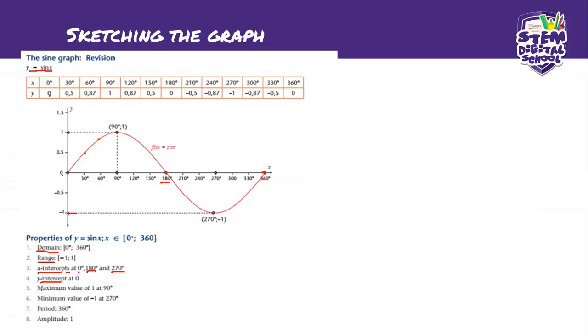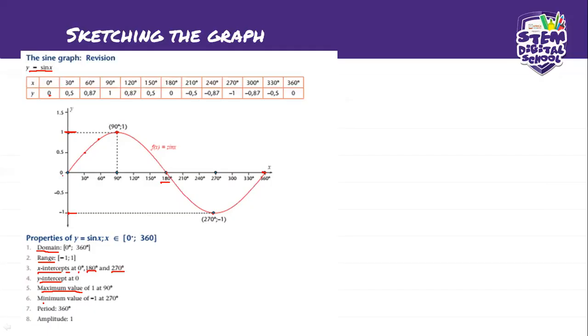Then we have the maximum value. When you talk about the maximum value, we're referring to the y value of the turning point of the graph, right? In this case, this point here, this value, which is +1, is going to be our maximum value. You can see it is the turning point of this sine graph. At this turning point, we look at our y value, which is 1. So our maximum value equals 1.